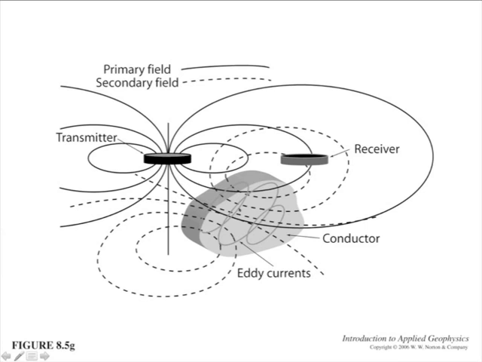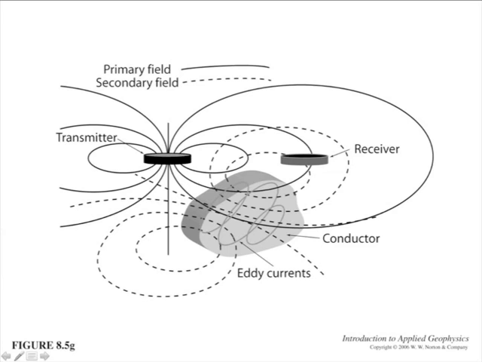And so, not only do we pick up the primary magnetic field in the receiver, but the eddy currents are also going to be picked up. The eddy currents are producing a secondary magnetic field. It might be a lot weaker, right? But it's also going to get picked up by the receiver.